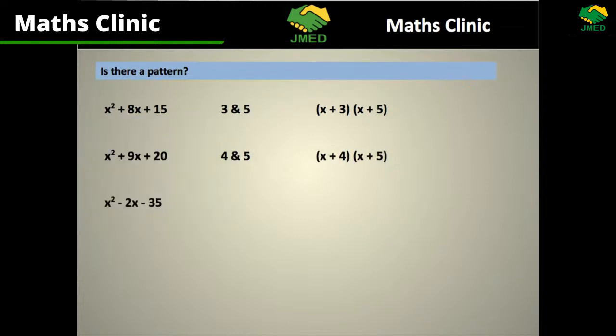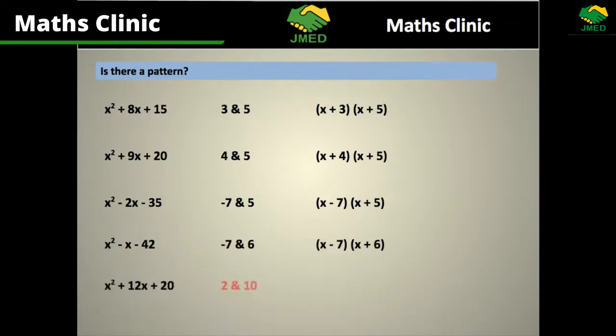Let's look at another one that we did. x squared minus 2x minus 35. The numbers were -7 and 5. x minus 7, x plus 5. x squared minus x minus 42, -7 and 6. x minus 7, x plus 6. So there's clearly a pattern. What would be used? 2 and 10, and x plus 2, x plus 10.